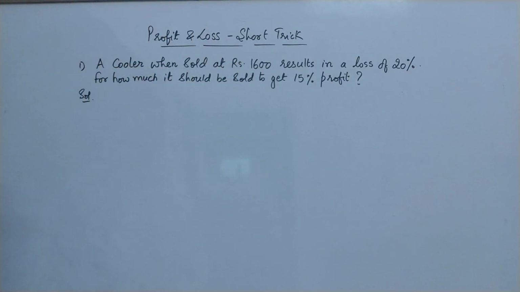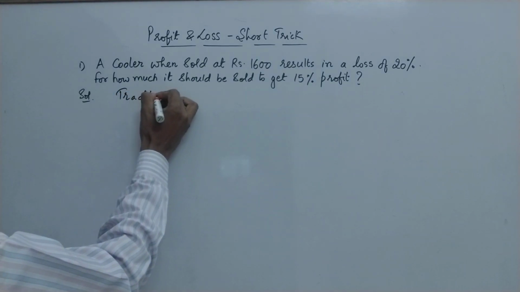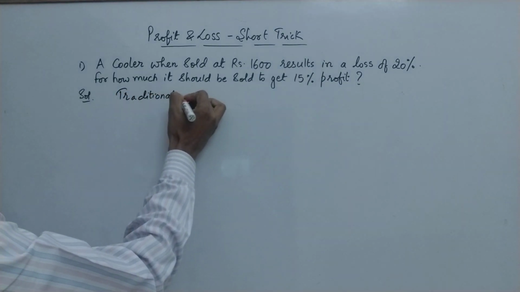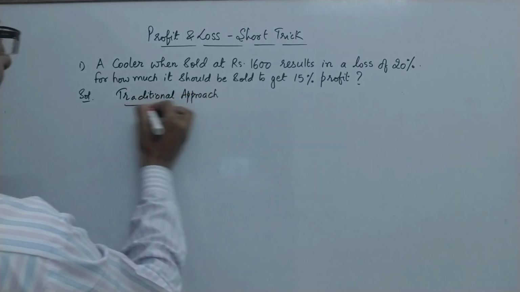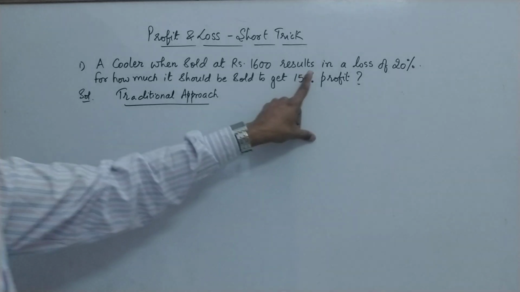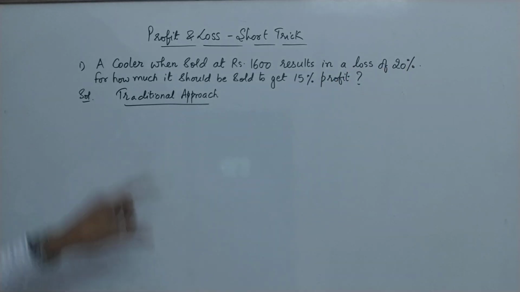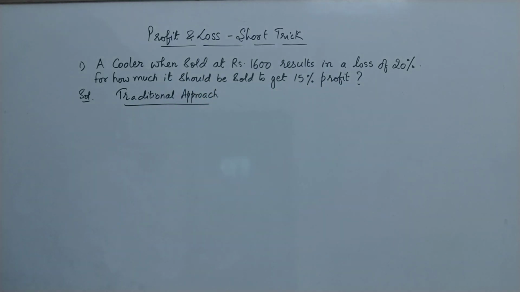Okay, so let me just show you the traditional approach of solving this question first. So what is the question? It's already written here for your convenience. Now see, a cooler when sold at rupees 1600 results in a loss of 20%. For how much it should be sold to get 15% profit?